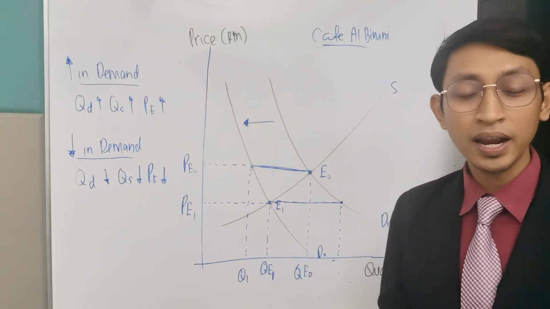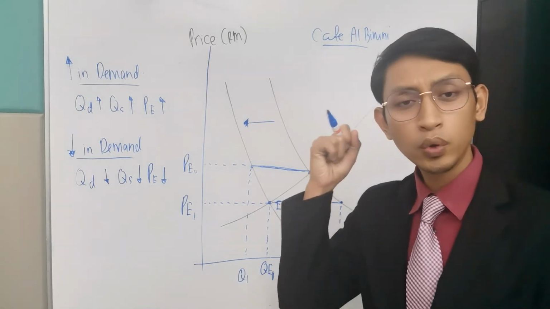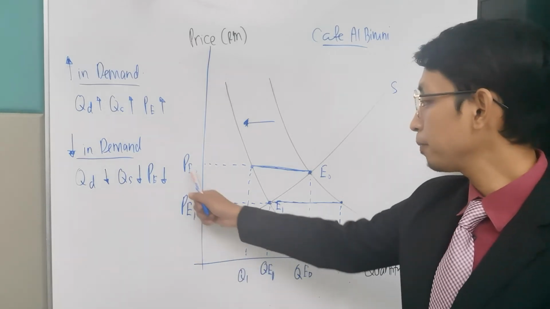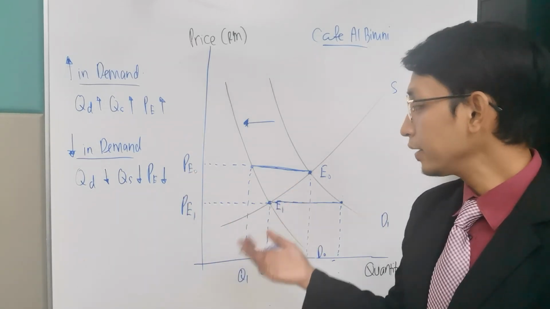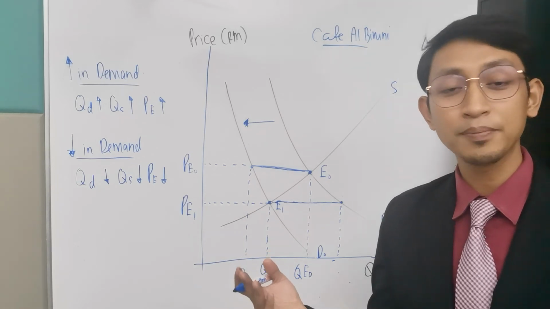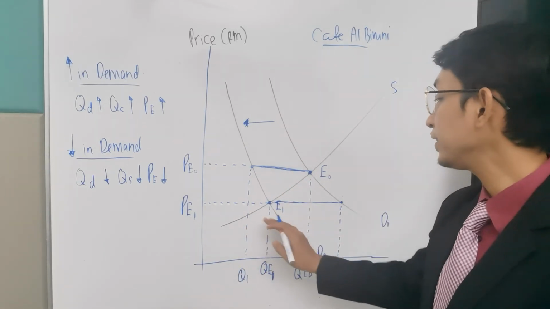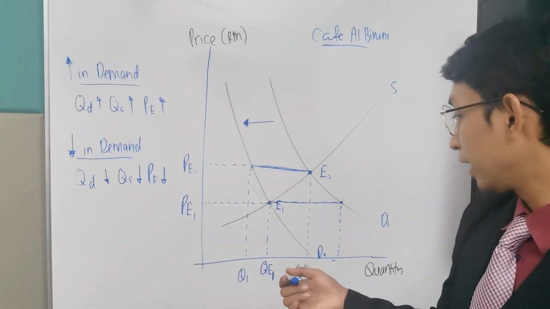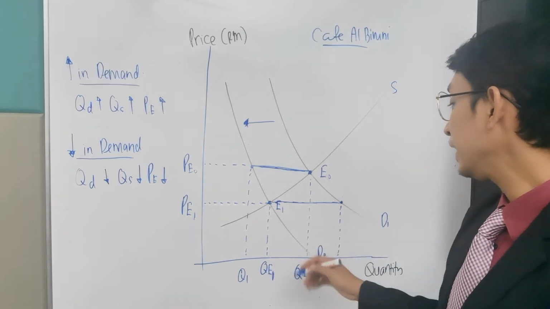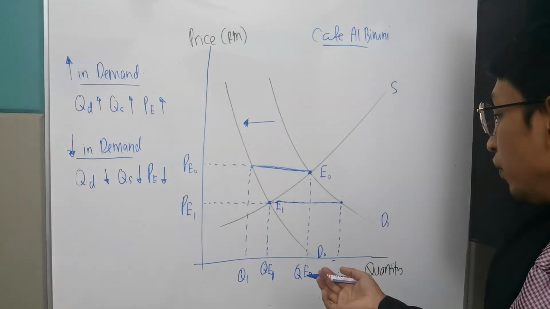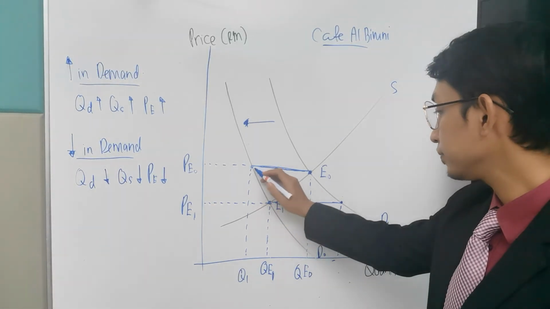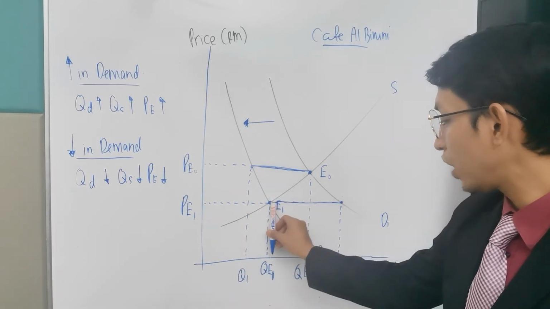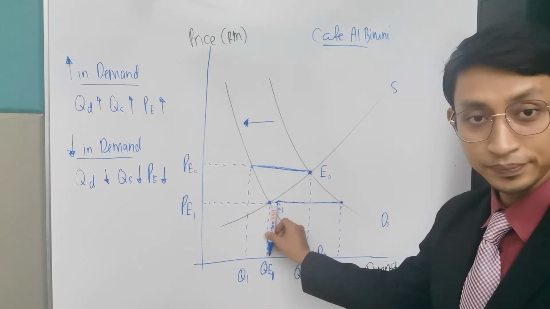Then what happened to the market? When we have surplus, the price mechanism will push the price to fall from PE0 to PE1. So when the price of food in Cafe Al Biruni falls, what happened to the quantity demanded? Consumers, buyers or students in Mahala will be more happy, then they will increase their quantity demanded from this point to this point. So previously demand was here, and now the quantity demanded is here.